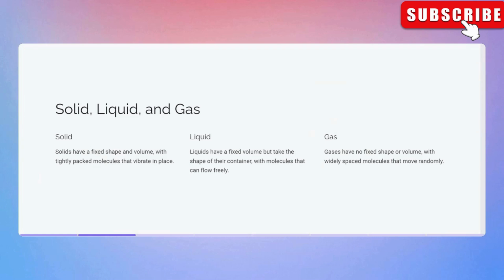So there are some fixed properties of these states of matter. Solids have a fixed shape and volume with tightly packed molecules that vibrate in place. Now you can see in upcoming slides why these have tightly packed molecules and have a fixed shape and volume, right? In the same way, liquids have a fixed volume but take the shape of their container, with molecules that can flow freely, right? As for gases, they have no fixed shape or volume, with widely spaced molecules that move randomly.